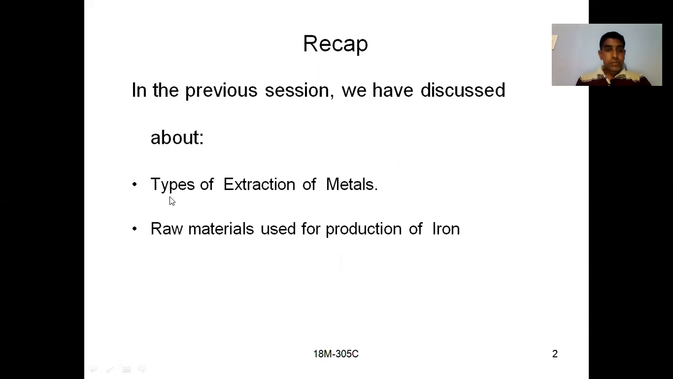See, types of extraction of metals. What are the different extraction methods we are having for extraction of metals from their ores? These things we have discussed. And later, what are the raw materials used for the production of iron and steel? What are the raw materials we are using for production of iron? And how many types of iron ores are there? Those things we have discussed in the previous session.